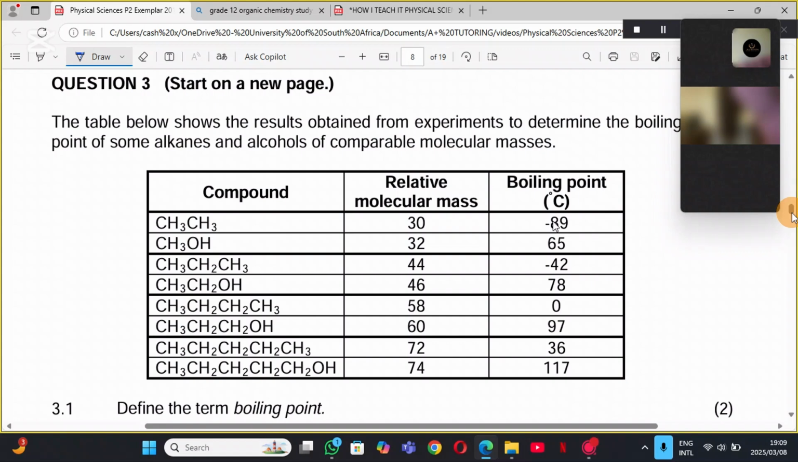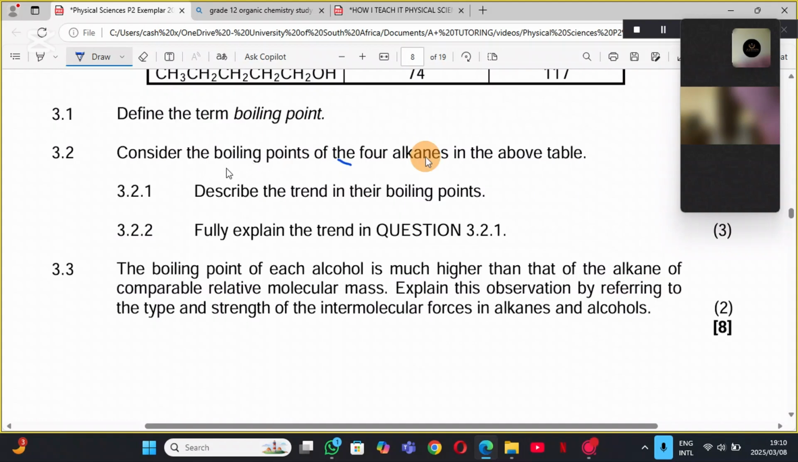The higher the relative molecular mass, the higher the boiling point will be. Then the lower the relative molecular mass, the lower the boiling point, like that. They wanted the boiling points of the 4 alkanes, right? Alkanes, the single bonds. Yes, the single bonds.